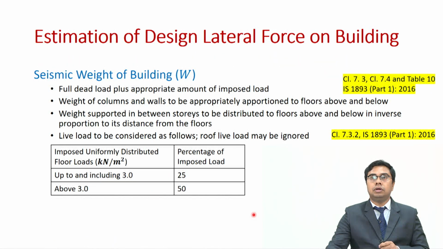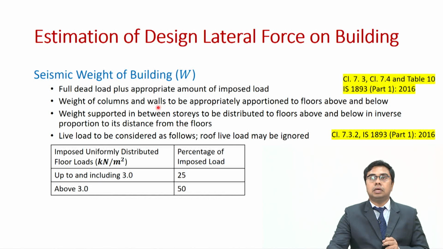So, let us first look into what is seismic weight of the building. In this case, as we can see, our IS code IS 1893 part 1 2016 through its clause 7.3 gives detail about what shall be the seismic weight of the building, and it says that you have to consider all the dead load, full dead load plus appropriate amount of imposed load while estimating seismic weight of the building.